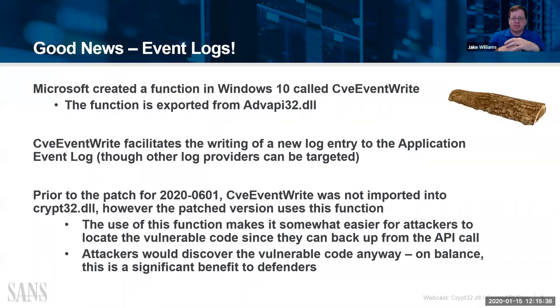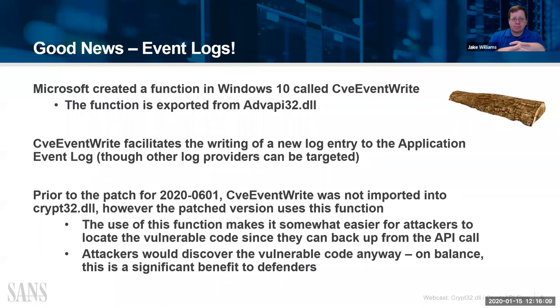CveEventWrite facilitates the writing of a new log entry to the application event log. You can target other log providers, but by default, it's the application event log, and here it certainly will be. We reviewed the code here. Prior to the patch, CveEventWrite wasn't imported at all into Crypt32, but the patched version uses the function, right? And I'll say this, in SANS, and certainly in exploit development in general, we do a lot of what we call patch diffing. If you've taken the 760 course, you know all about this. If you haven't, that's where we teach it.